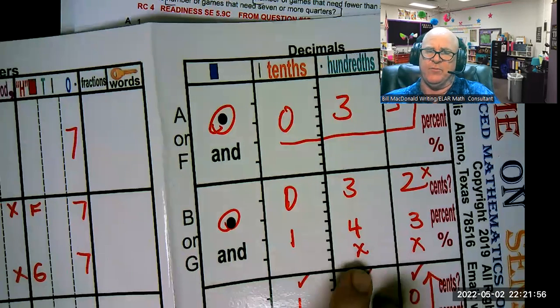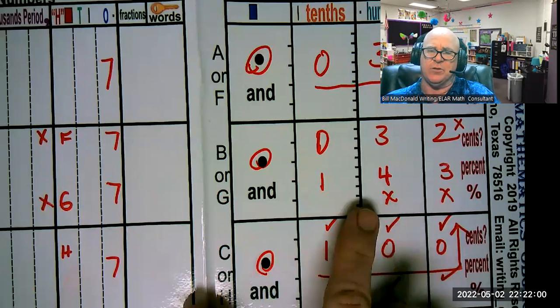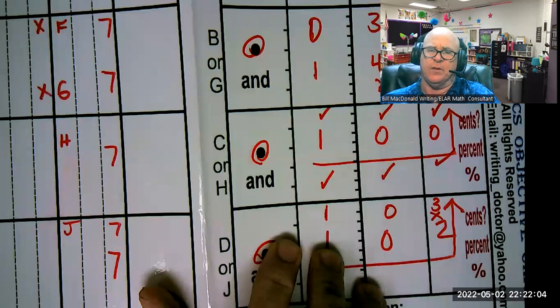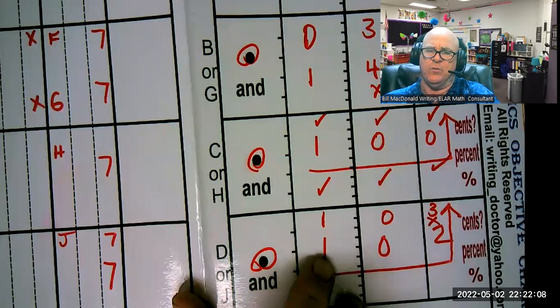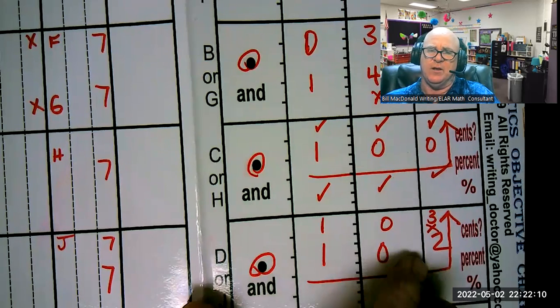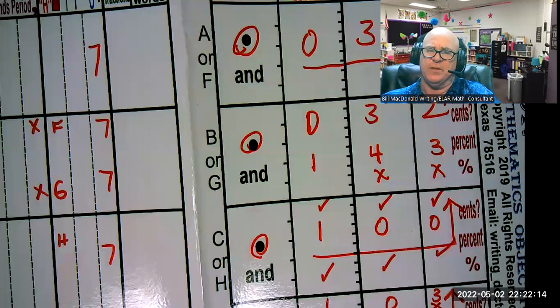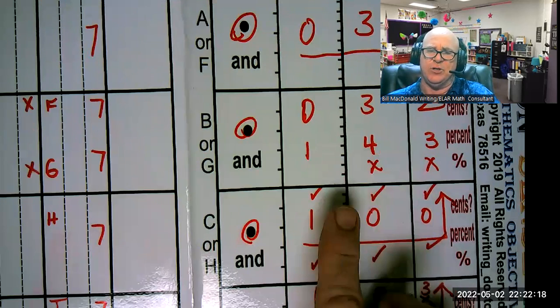So that part is true, but what is not true is that it also has to be smaller than the one with 102 thousandths, and 143 thousandths is larger than 102 thousandths. So we're going to eliminate letter G.